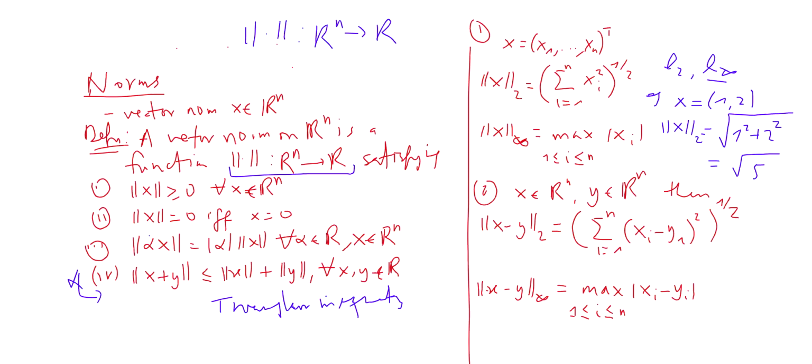Similarly, you can have the distance between two vectors. So this one is particularly on the distance between two vectors. If you have one vector x and another vector y, and you want to find the difference between these vectors, then the difference is the square root of the sum of the squares of the differences. It's exactly the same thing if you want to do the L infinity norm as well.